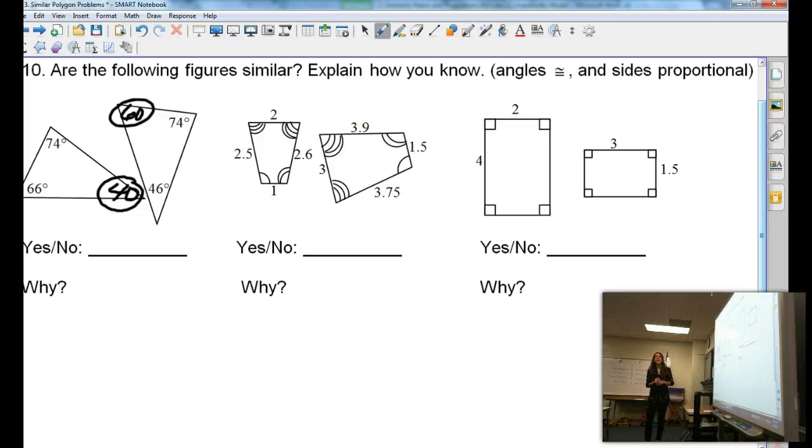So, are the following figures similar, class? I said figures. Figures similar. I'm combining two words today. Yeah, I am. I'm making mistakes.